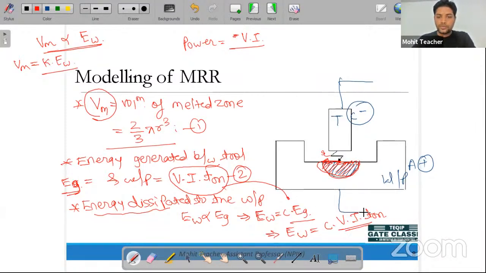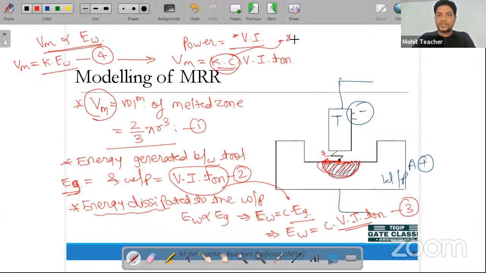Now from equation number 3 we can place this EW value in equation number 4. So Vm equals K into C into V into I into T on. K and C are nothing but constants, so I am writing them as another constant, small x. So Vm will be equal to x into V into I into T on. This is the volume equation number 5.